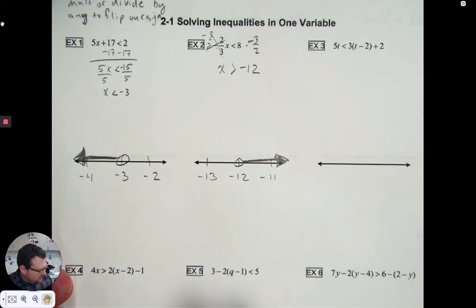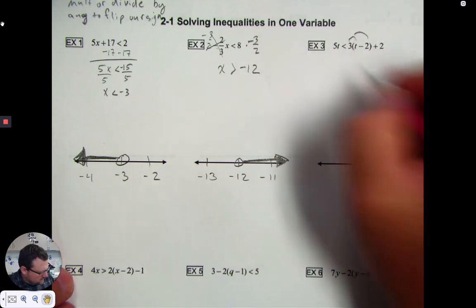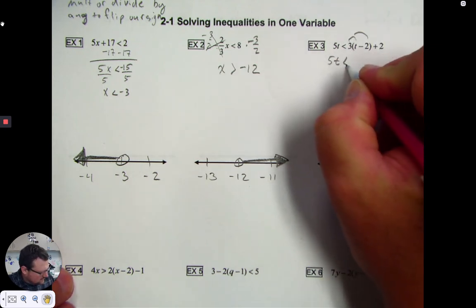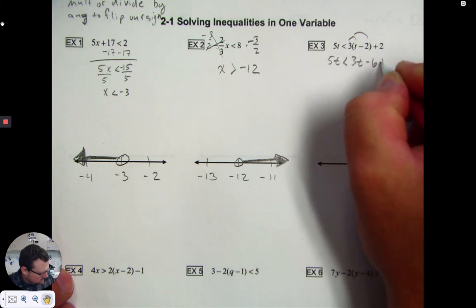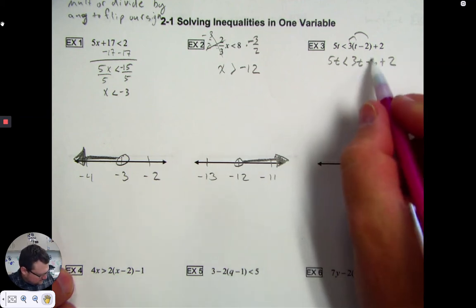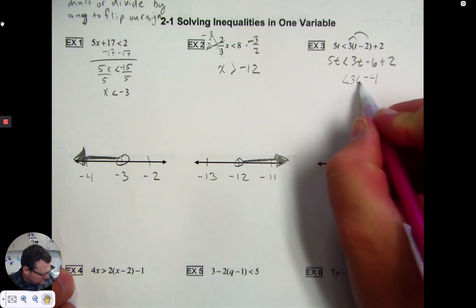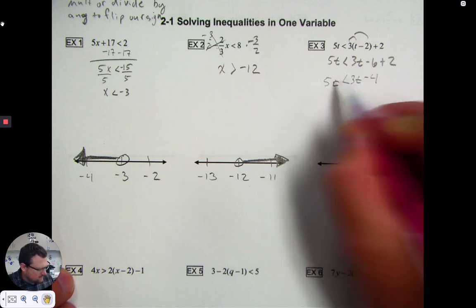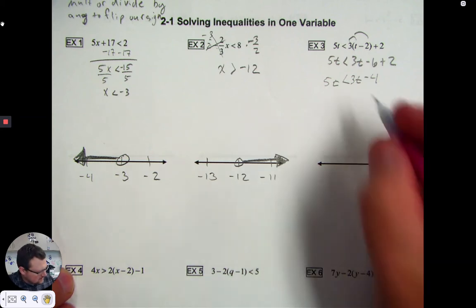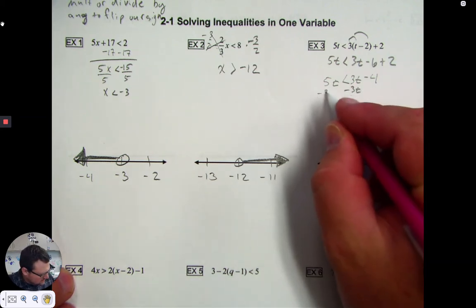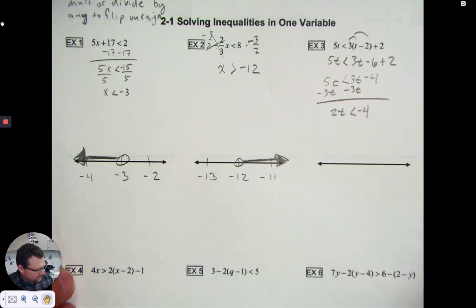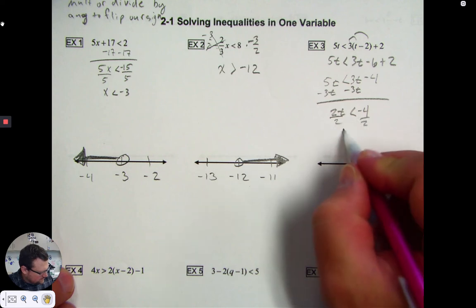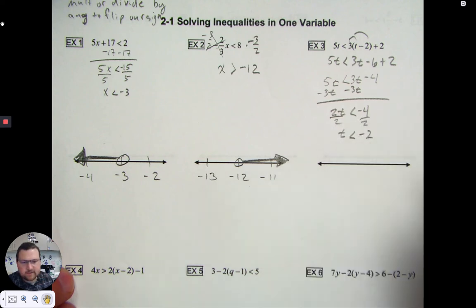Number 3, my first step is I have to distribute this 3. So 5t is less than 3t minus 3 times 2 is 6, plus 2. I'm going to combine these like terms of negative 6 and plus 2 to get minus 4. So I have 3t minus 4 on that side, and then we have our 5t on the other side. We're then going to subtract 3t from both sides, which leaves us with 2t is less than negative 4. We can then divide both sides by 2, and we get t is less than negative 2.